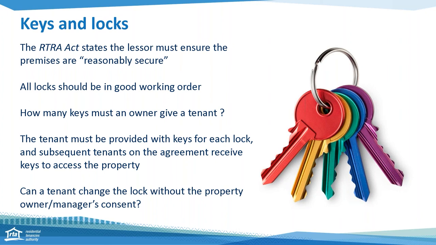So every other subsequent tenant listed on the agreement is to be supplied with a full entry set of keys. That means they have to have the ability to enter the property, and that might include, say, a front door and a deadlock, a security screen door, and maybe a key to a gate.